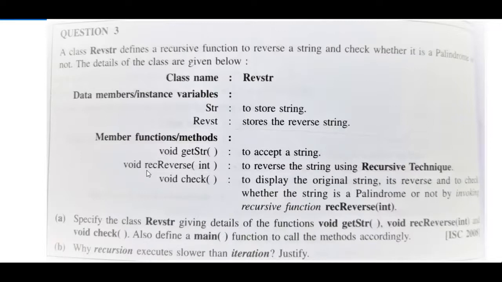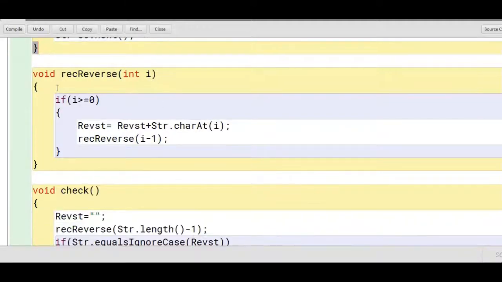Now we have a function void rec reverse. In the parameter list we have an integer type variable, and in this function you'll have to reverse the string using the recursive technique. Let us see how we'll do it. So this is the function I have written, void rec reverse, and I have taken a variable I, and using the recursive technique we'll have to reverse the string. I am telling you what technique I have followed. Whenever this function will be called, we will pass the value of I as the length of the string minus 1.